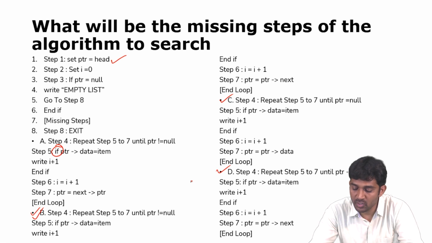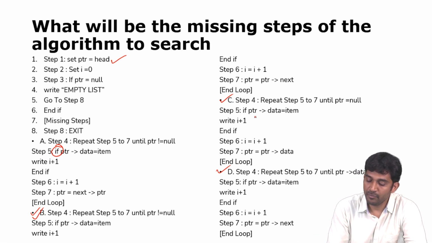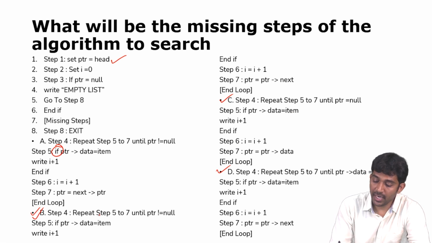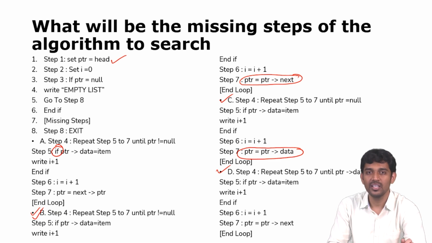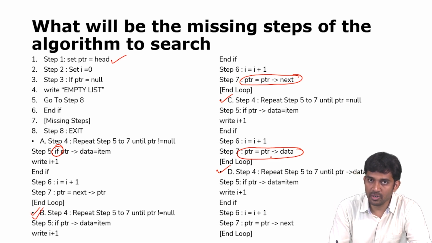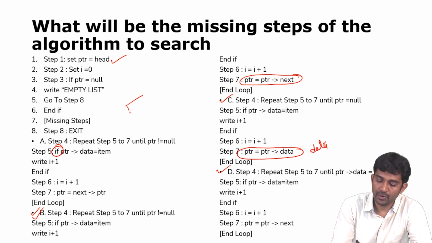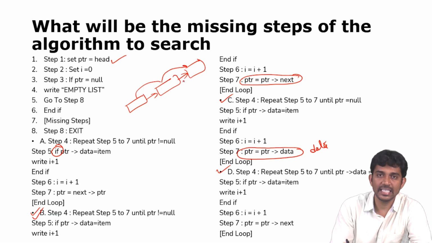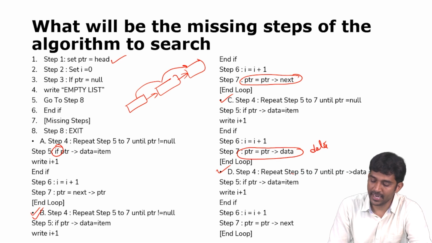Coming to here, why is this one wrong? See, 5 to 7, ptr equal to. See here, ptr equal to ptr dot next means you need to move to the next pointer, but here they wrote ptr equal to ptr dot data. That is wrong, right? What this will do is store the data. Suppose for example you have data items like this, then the links are like this. See, you need to move from node to node for checking the data, but here you are storing the data, right? This is wrong. That is the reason.